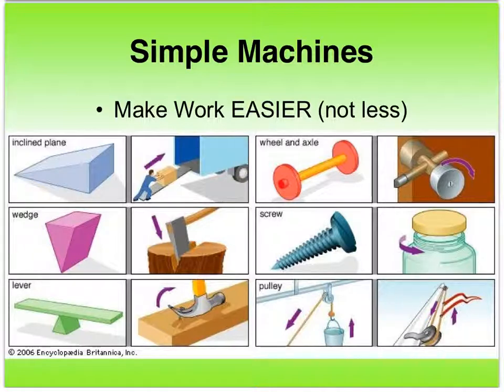And the last type is a pulley. A single pulley by itself isn't actually making work easier, but a compound pulley, which is multiple pulleys in series or in different orientations, can actually make work a lot easier. And we're going to look at the purposes of all these machines and how they actually make work easier.